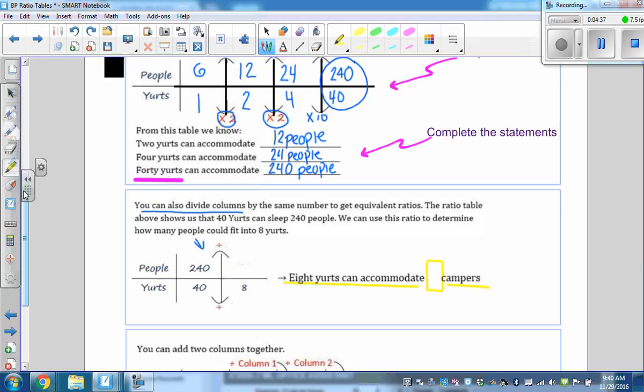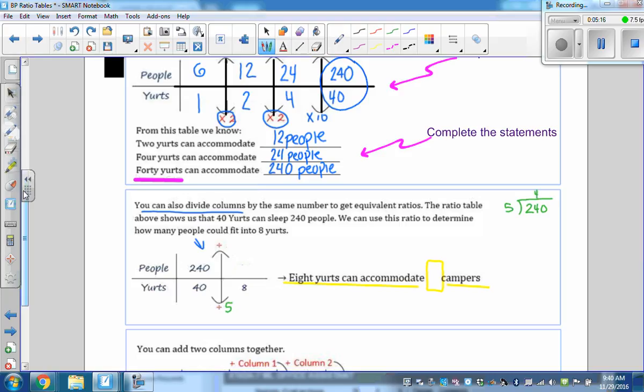So I was looking over here and thinking that if I want to get from 40 to 8 using division, I could divide by 5. So 40 divided by 5 is 8, and then 240 divided by 5 is what you have to figure out. So you can do a little division off to the side. You could do some mental math. A lot of you might be able to do that with mental math.